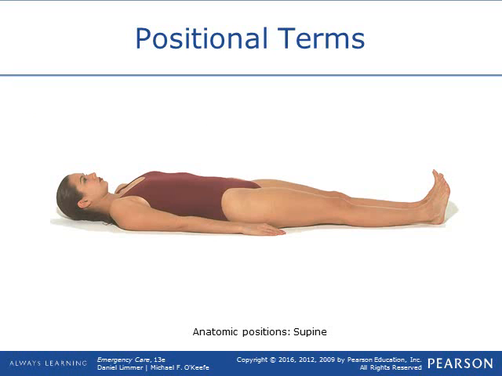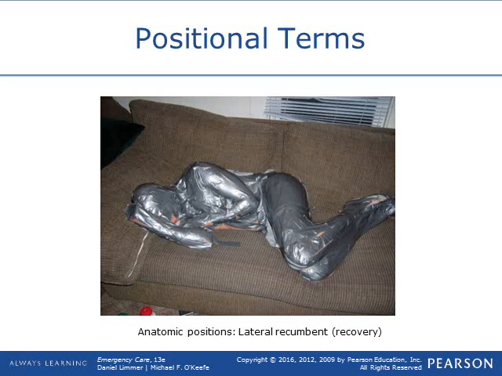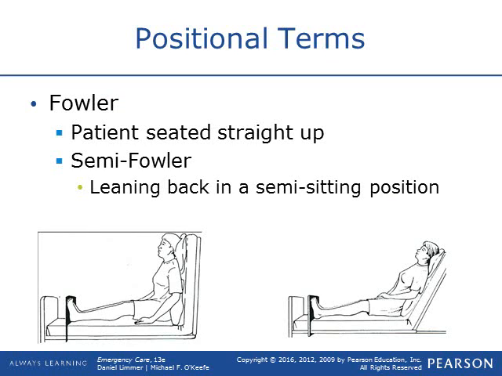So here we go. Supine position, laying on the spine. Prone position, laying on the belly. Recovery position, laying on the side. And then the final two, the Fowler position. You have a high Fowler, which is the picture on the left, sitting straight up. The semi-Fowlers is laid back in kind of that lazy boy position.